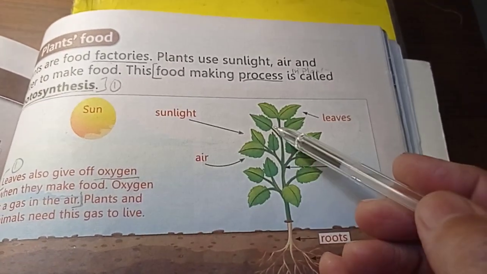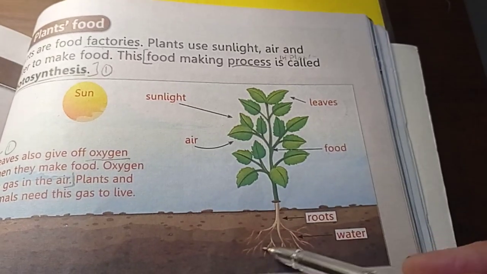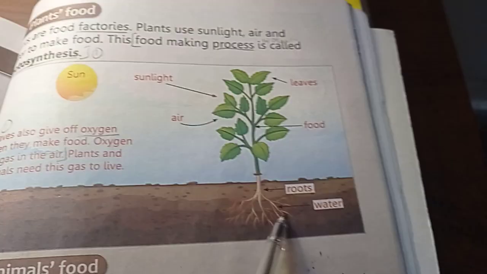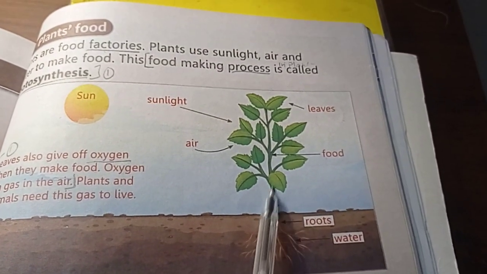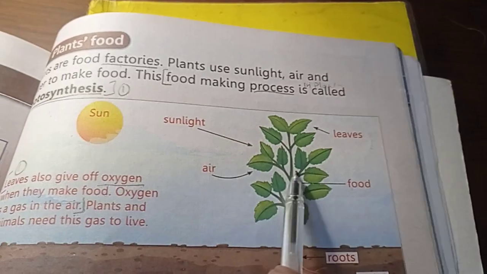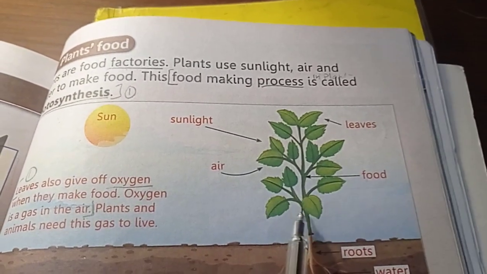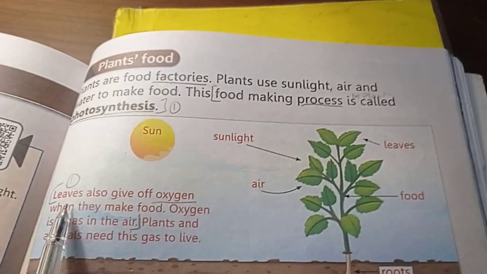And with the help of the trunk and the roots, they are getting the water. When we water the plant, the water goes into their roots, and with the help of the root and the stem, it goes into each and every part of the plant. Okay, so this is the whole process which the leaves are doing for the plants.